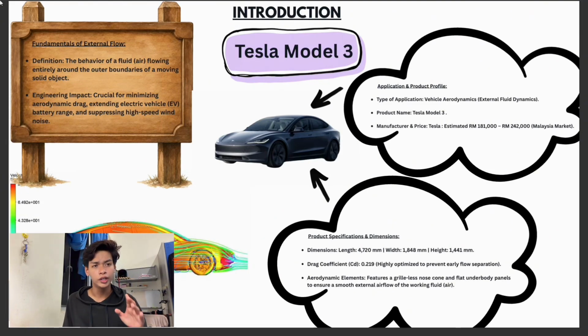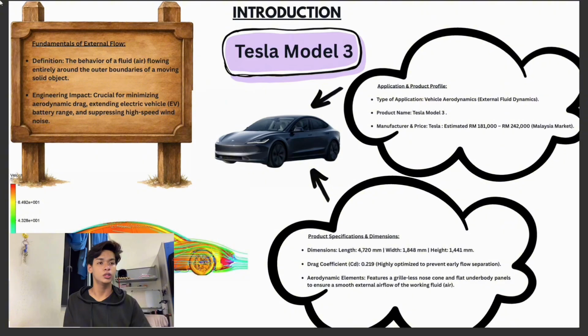Alright, so the last one is product specification and dimension. For the dimension, the length is 1,220 millimeter, the width is 1,848 millimeter, and the height is 1,441 millimeter. Alright, so next is the drag coefficient, what we call the CD.